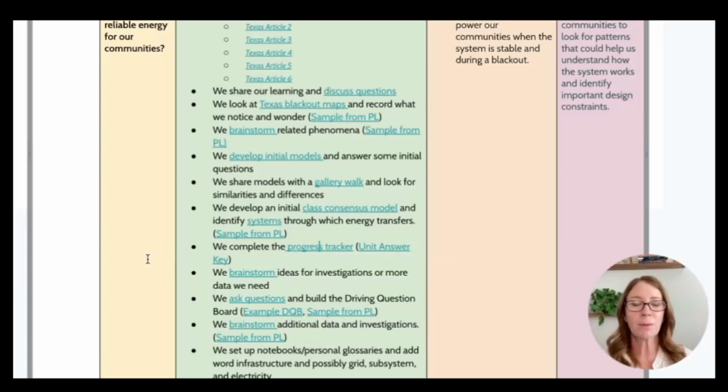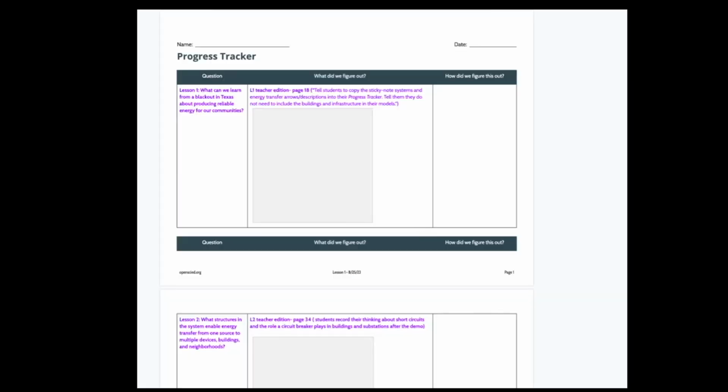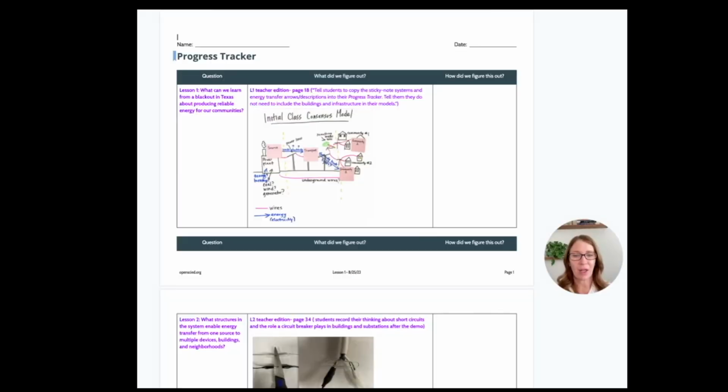Some people use a handout. Some people save some pages in their notebook to have all the progress trackers together in the notebook. So they save like 10 pages aside when they set up notebooks. Some people hand out a Google Doc or a handout. I have a template below for you that I will link. But here is the unit answer key for the science ideas that are figured out.